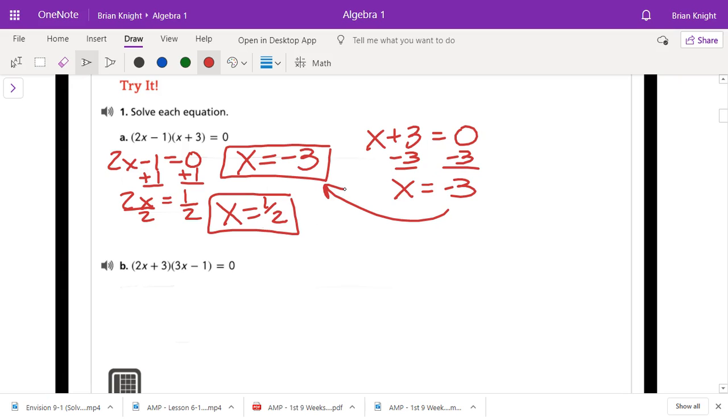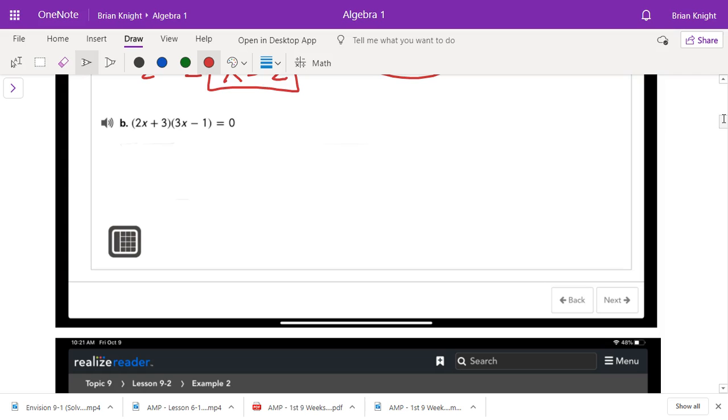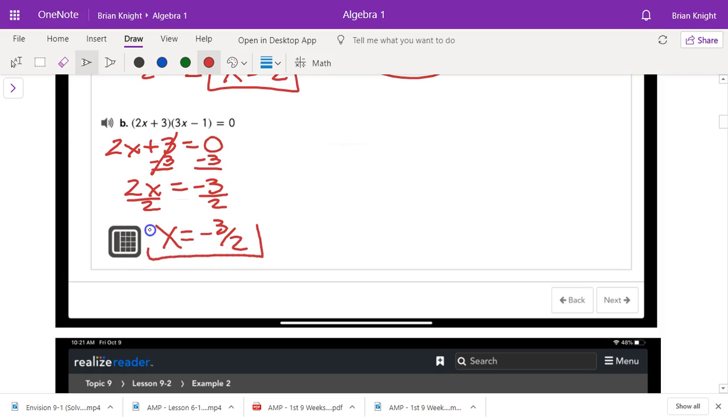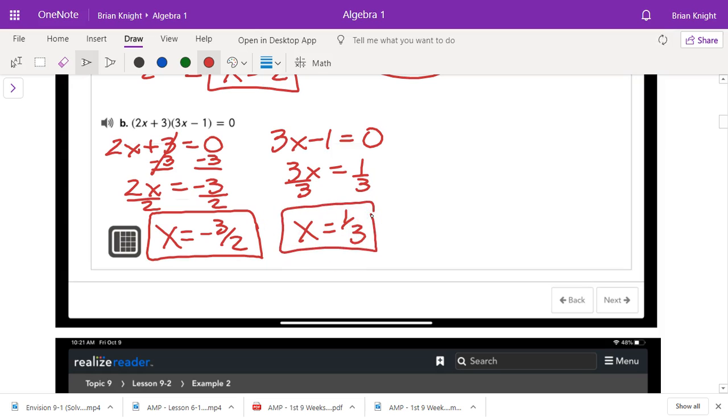What about part B? They're both. I've got to work out both of them. So we're going to have 2x plus 3 equals 0. Subtract 3 from both sides. 2x equals negative 3. Divide by 2 on both sides. So x is negative 3 over 2. That's one answer. Then do 3x minus 1 equal to 0. So that'll be 3x equals positive 1. Divide by 3. x is 1/3. And again, if I stuck this in my calculator and graphed it, it should cross at negative 3/2 and 1/3.